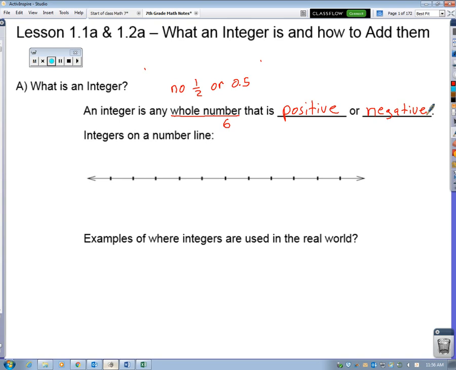Let's take a look at a number line. Alright, so we're going to start right in the middle. We have 0, because 0 separates our positive numbers on one side and our negative numbers on the other side. We'll throw a couple examples out here. We'll just label this up to 5, and we'll label this one negatives all the way to negative 5.